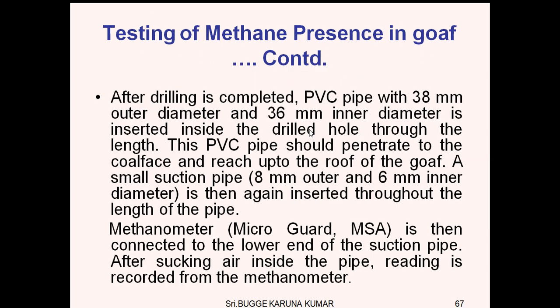After drilling completely, a PVC pipe with 35 mm outer diameter is inserted inside the drill hole through the length. This PVC pipe should be penetrated to the coal face and reach up to the roof of the cave. A small suction pipe, 8 mm outer and 6 mm inner diameter, is then inserted throughout the length of the pipe. A methanometer, Microcard MSA, is then connected to the lower end of the suction pipe. After sucking air inside the pipe, the reading is recorded on the methanometer.